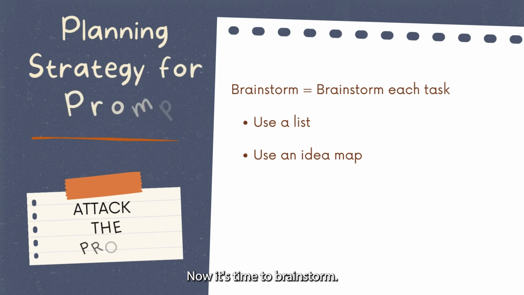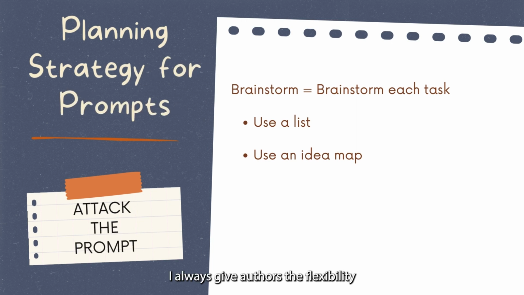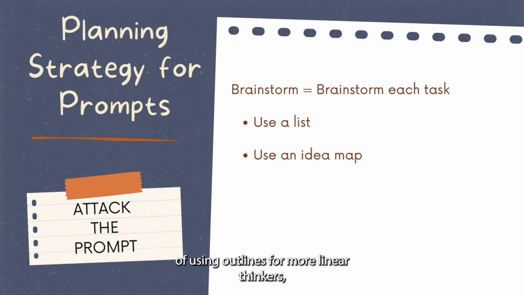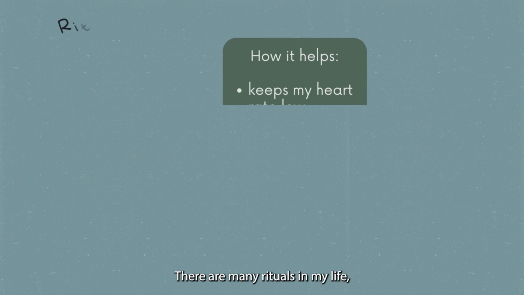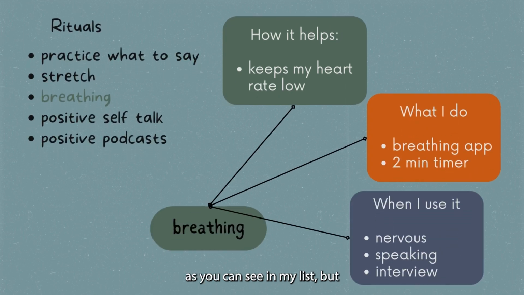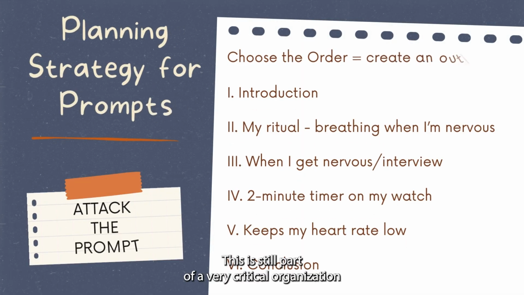Now it's time to brainstorm. I always give authors the flexibility of using outlines for more linear thinkers or idea maps for more conceptual, global thinkers. There are many rituals in my life, as you can see in my list, but I chose breathing. I used an idea map to brainstorm how it helps me, what I actually do when I use it, and when I use it. Again, I need to choose the order. This is still part of a very critical organization needed in writing. I've already brainstormed, so I merely make an outline. Notice I was able to expand into 4 body paragraphs.